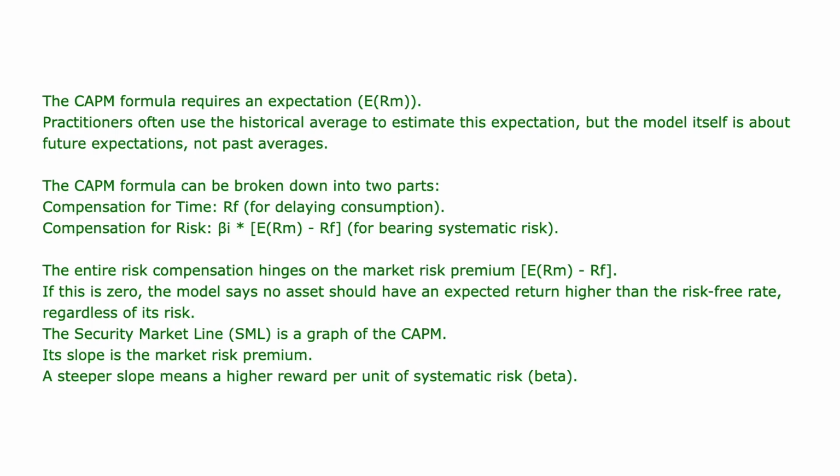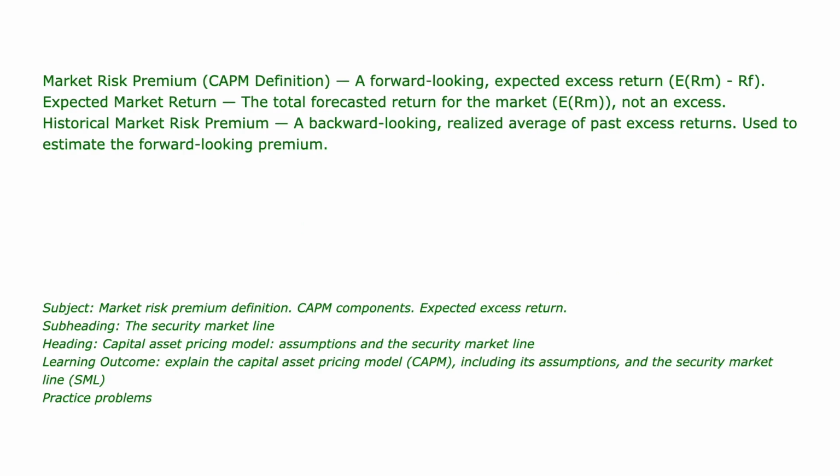Market risk premium is the slope of the SML, representing compensation for systematic risk. It is forward-looking by definition. This distinguishes three concepts: the CAPM definition, the forward-looking expected excess return; expected market return, the total; and historical premium, a backward-looking estimate.